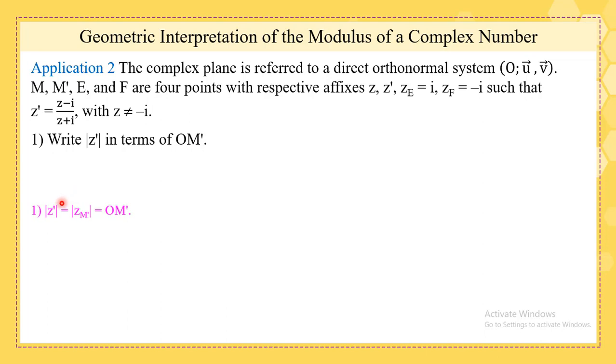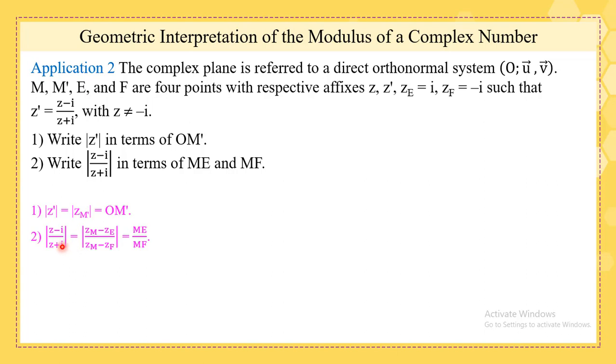Well, the modulus of Z prime, if we replace Z prime by Z of M prime from the statement of the problem, we can see that the modulus of Z prime is the distance from O to M prime. The second part asks to write the modulus of this ratio in terms of ME and MF. Try also to do it alone, and this is also very easy. The modulus of this ratio, if we replace Z by Zm and i by Ze and minus i by Zf, this is what we get, and applying the property, this is nothing but ME over MF.